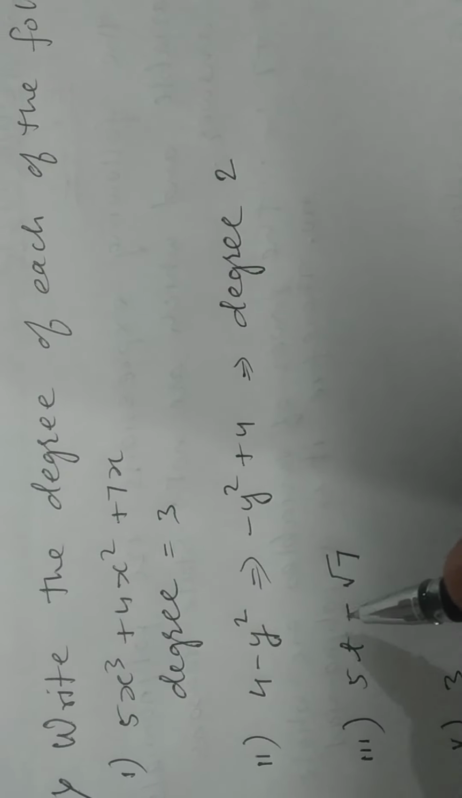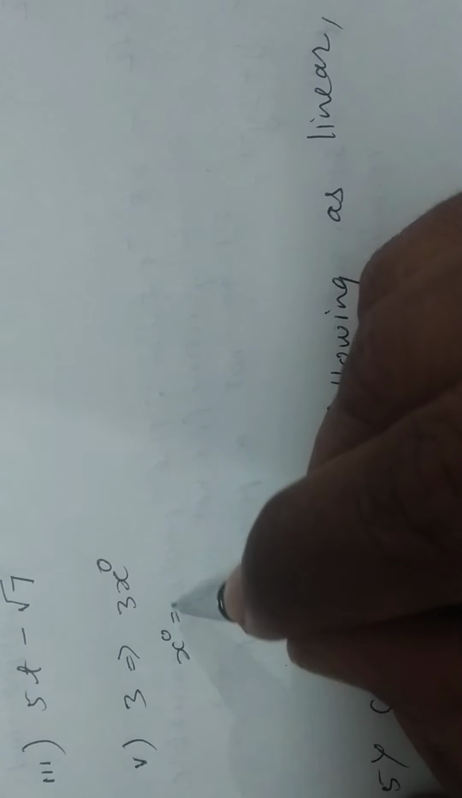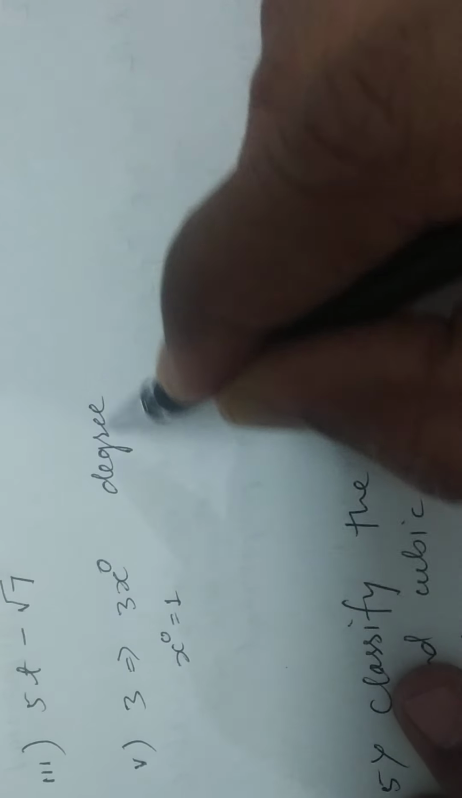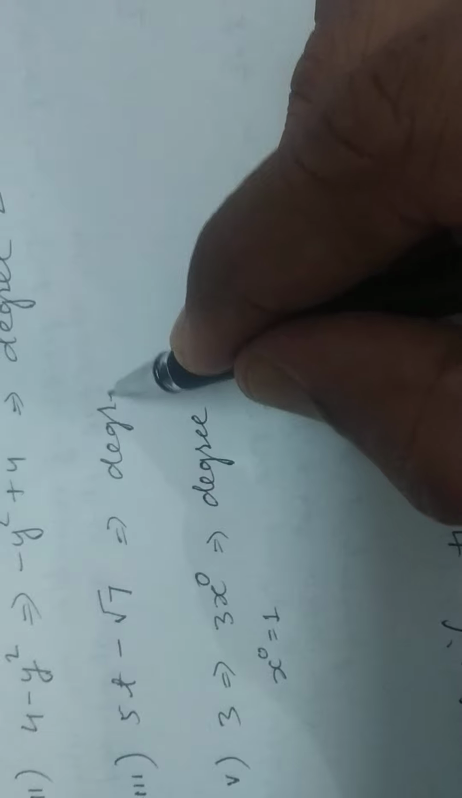Here the degree is 1. Here 3 can be written as 3x power 0, because x power 0 is equal to 1. So the degree of this polynomial is 0. Here the degree will be 1. Are you getting it?